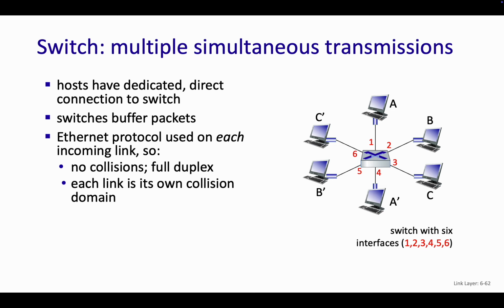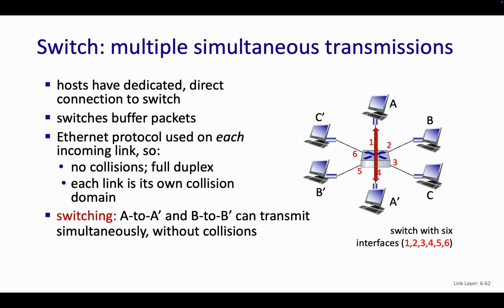6 interfaces all connected. What's really powerful about a switch is that it helps break out each device into its own collision domain, is what they call it, where if I'm sending from B to B prime, that does not interfere with communication from A to A prime. Those can be happening in parallel, concurrently at the same time, without causing any problems.